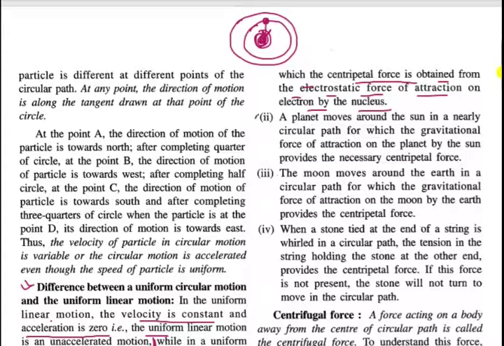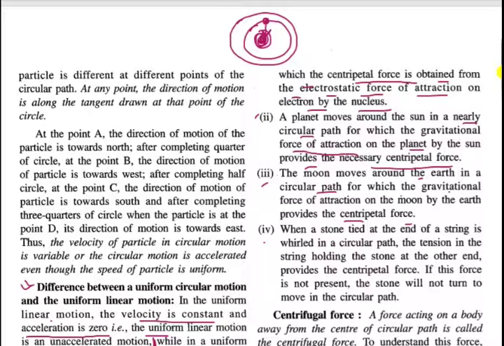Okay. Next example. A planet moves around the sun in a nearly circular path, for which the gravitational force of attraction on the planet by the sun provides the necessary centripetal force. Third case, the moon moves around the earth in a circular path, for which the gravitational force of attraction on the moon by the earth provides the centripetal force.